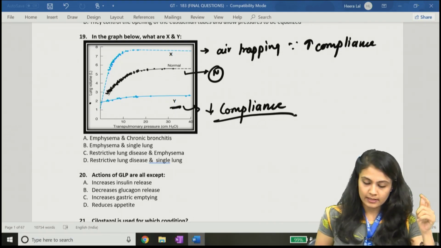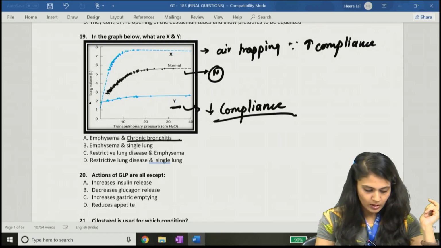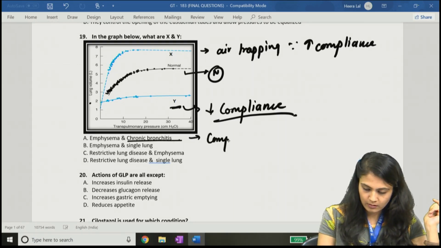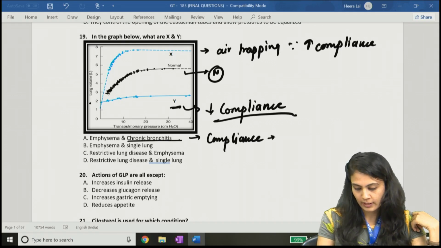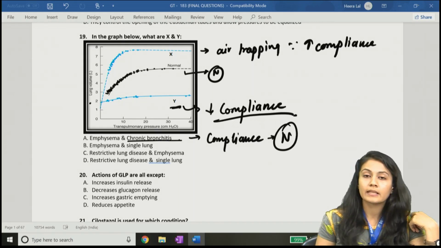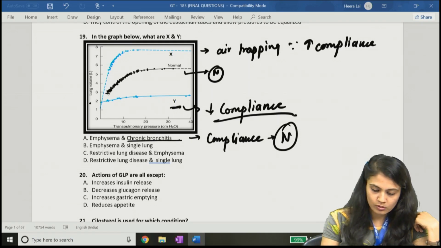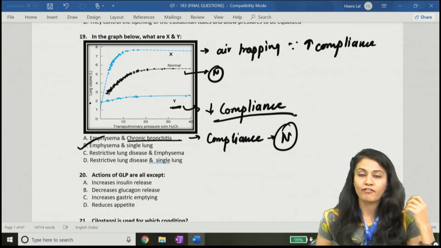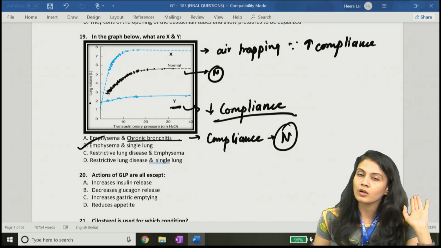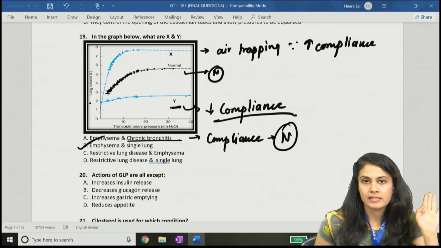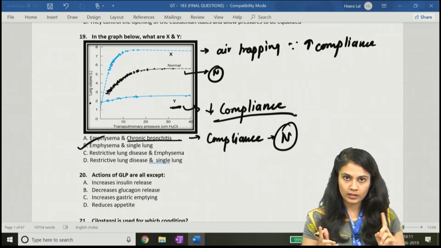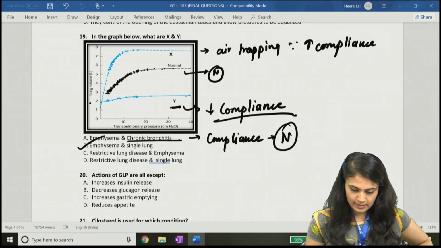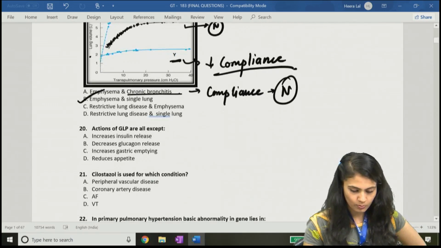But in chronic bronchitis, what happens? The compliance is normal, with no increased stretchability and no air trapping. So the answer is option B, emphysema in a single lung. What happens in a single lung? Obviously, the amount of air coming inside is half of the amount that would have come inside if there were two lungs. That is very easy. So the answer to our question is option B.